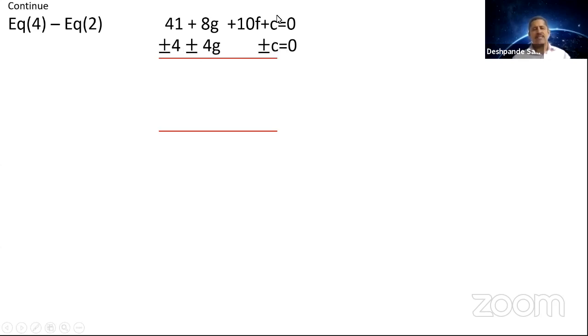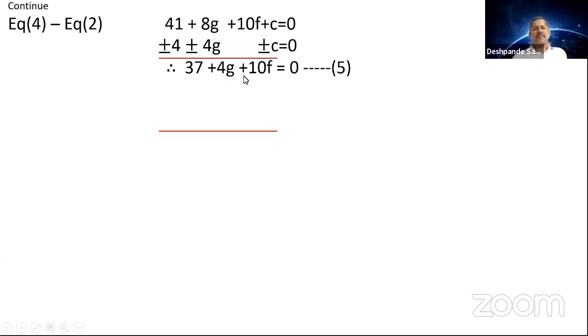So plus c and minus c you can cancel off. You can simplify this and you get 41 minus 4 is 37. 8g minus 4g is 4g. 10f as it is, c and c get cancelled, is equal to 0. So the equation number 5, you got the c eliminated.